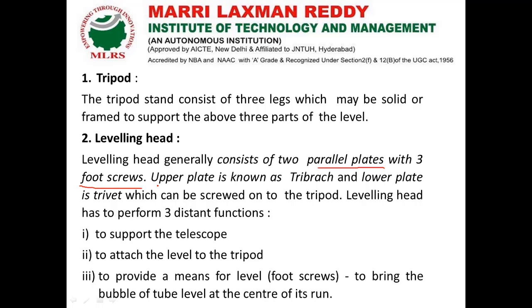So the upper plate is called tri-brach and the lower plate is called trivet, which can be screwed on the top of the tripod, okay. So the leveling head performs three functions. One is to support the telescope, second one is to attach the level to the tripod, third one is to provide a means for leveling the instrument.